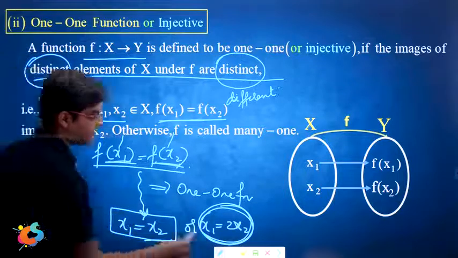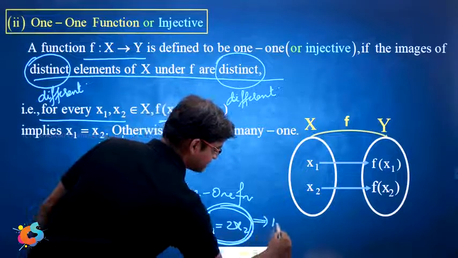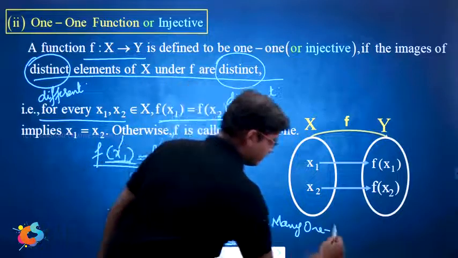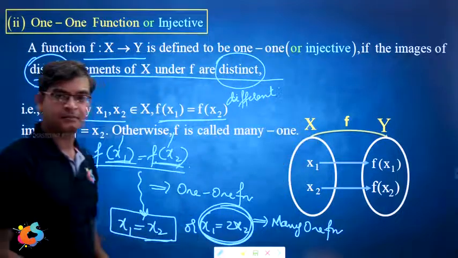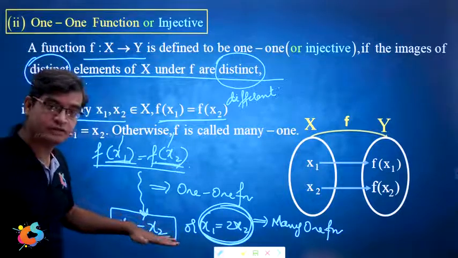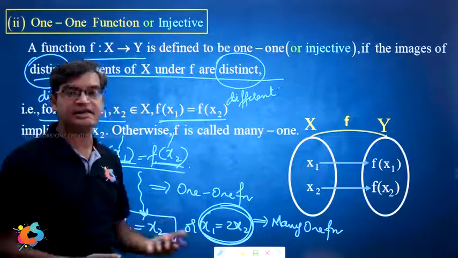Okay, fine. Then that will be many one function. So if you are getting extra solutions, it implies many one function. You will understand this very well when we do the problems. Many one function. Okay, very simple. When you solve this, if you get X1 is equal to X2, then it is 1-1 function. But along with this, if you get something else, then it is many one function.